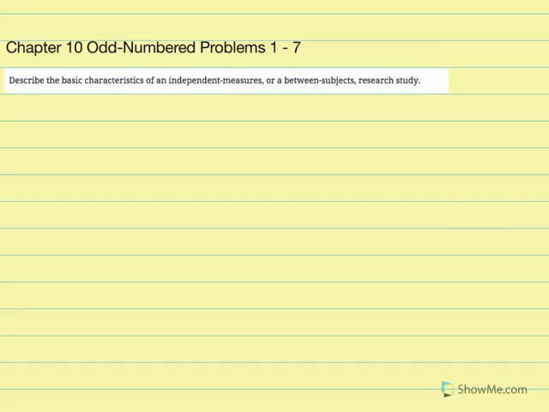Chapter 10, Odd Number Problems 1 through 7. Number 1. Describe the basic characteristics of an independent measures or between subject research study.